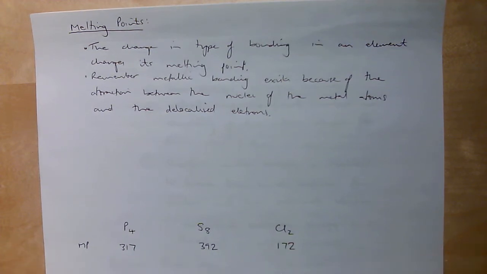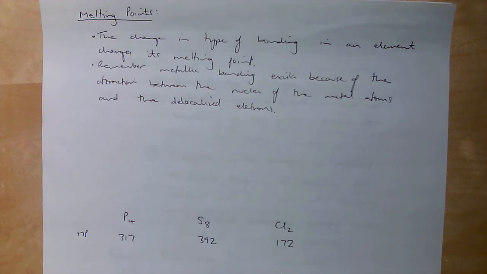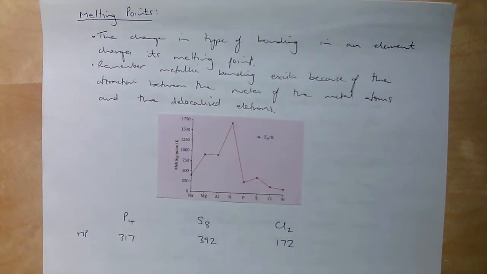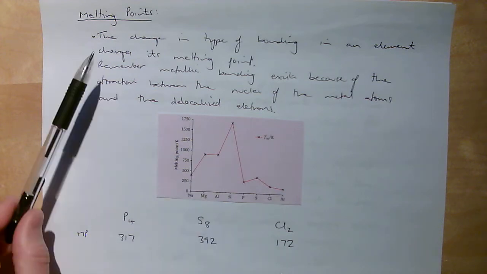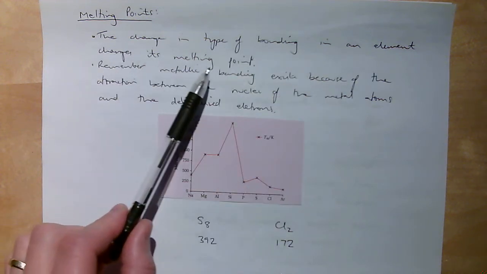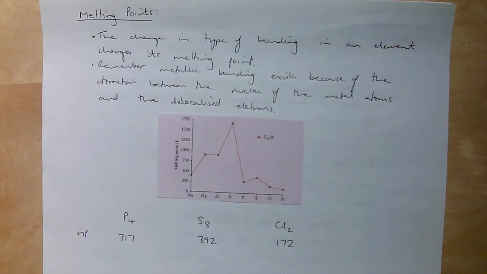Let's have a look at melting point now. If we look at our graph here, we can see that the melting points of period 3 elements change depending on what type of element they are, whether they're metallic or non-metallic. So the type of bonding an element has changes its melting point.